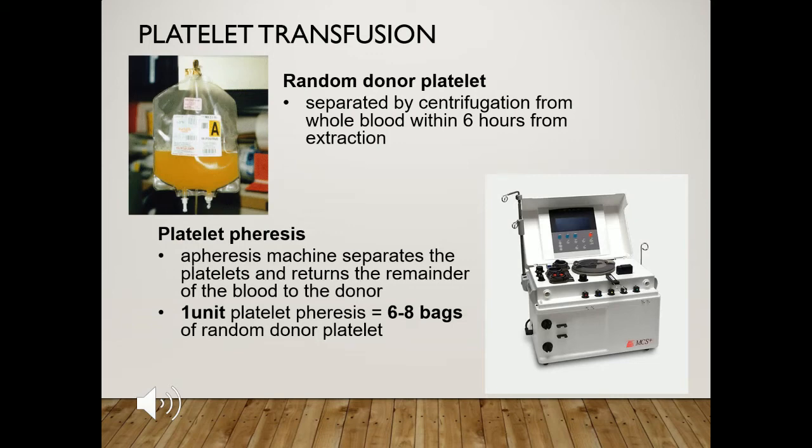That is the difference of platelet pheresis, because the apheresis machine separates the platelets and returns the remainder of the blood, from only one donor. Okay? So, ito yung, in the figure, you can see the platelet pheresis machine. It only comes from one donor. Hence, mas maganda yung quality ng platelet. And 1 unit of platelet pheresis is equivalent to 6 to 8 bags of random donor platelet concentrate.